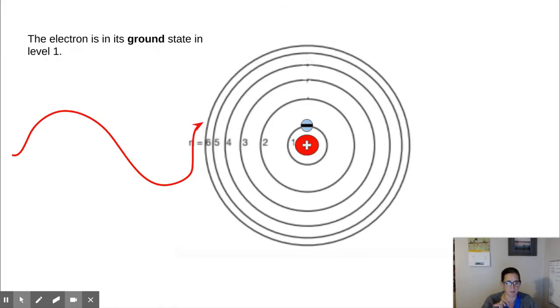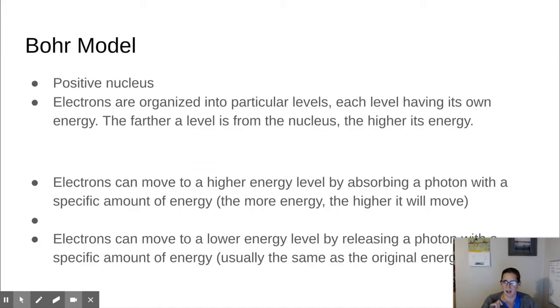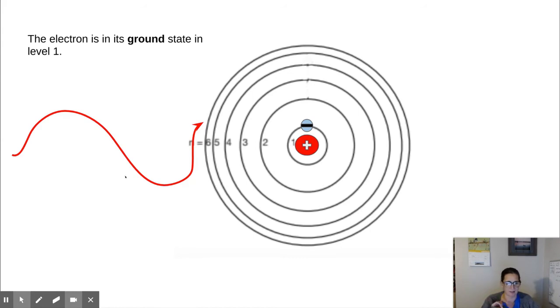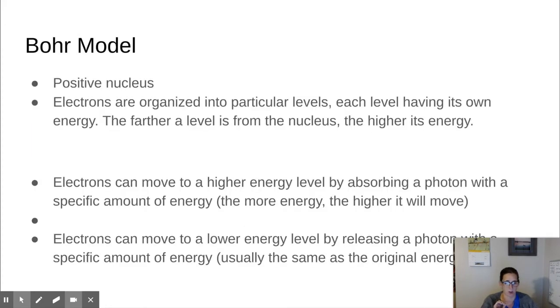So if you look at the model that I have, just ignore the red light here, but we have these different levels, and you notice there's a little n. I think you probably have it in your notes. We use n to denote what the different energy levels are. So the first level is the one that's closest to the nucleus, then second, third, fourth, and so on.